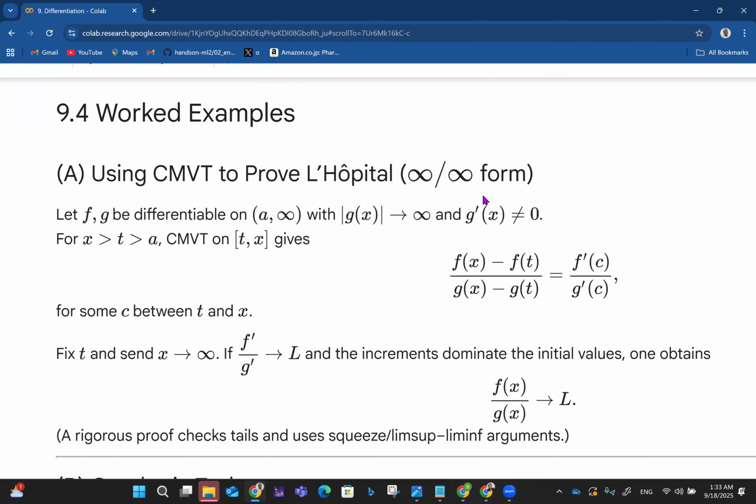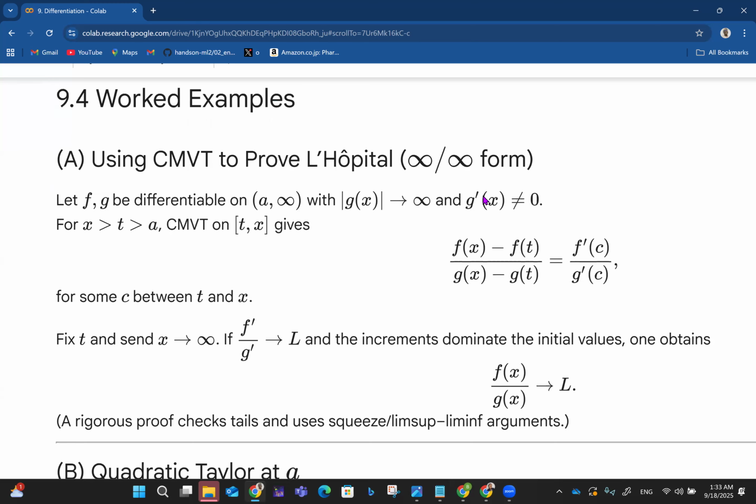So we have some worked examples. Let's quickly run through them. So using the Cauchy mean value theorem to prove L'Hopital for the infinity over infinity form.